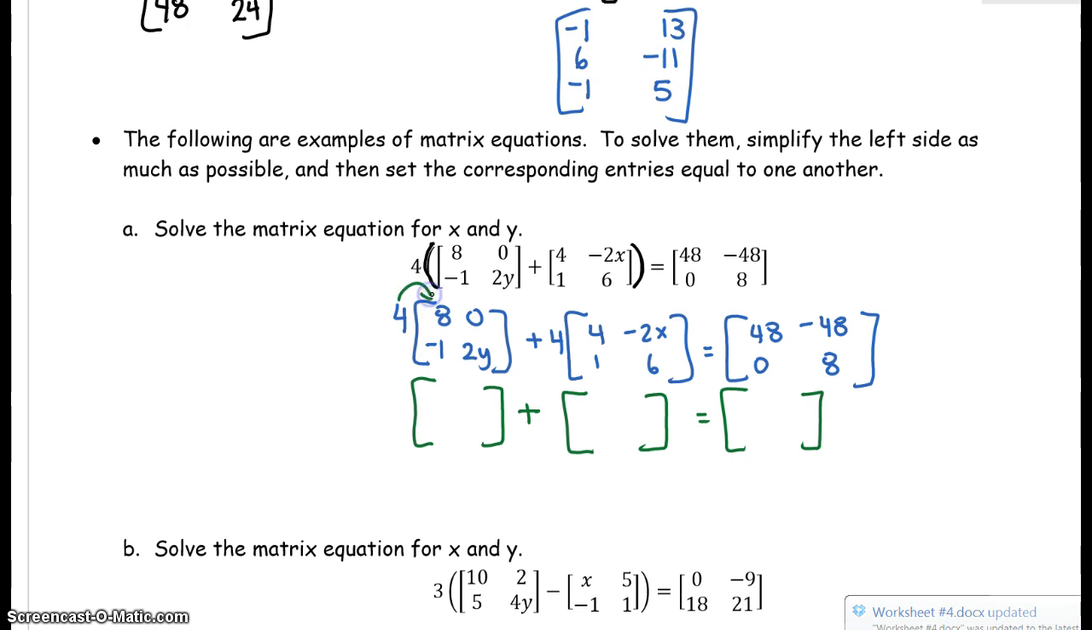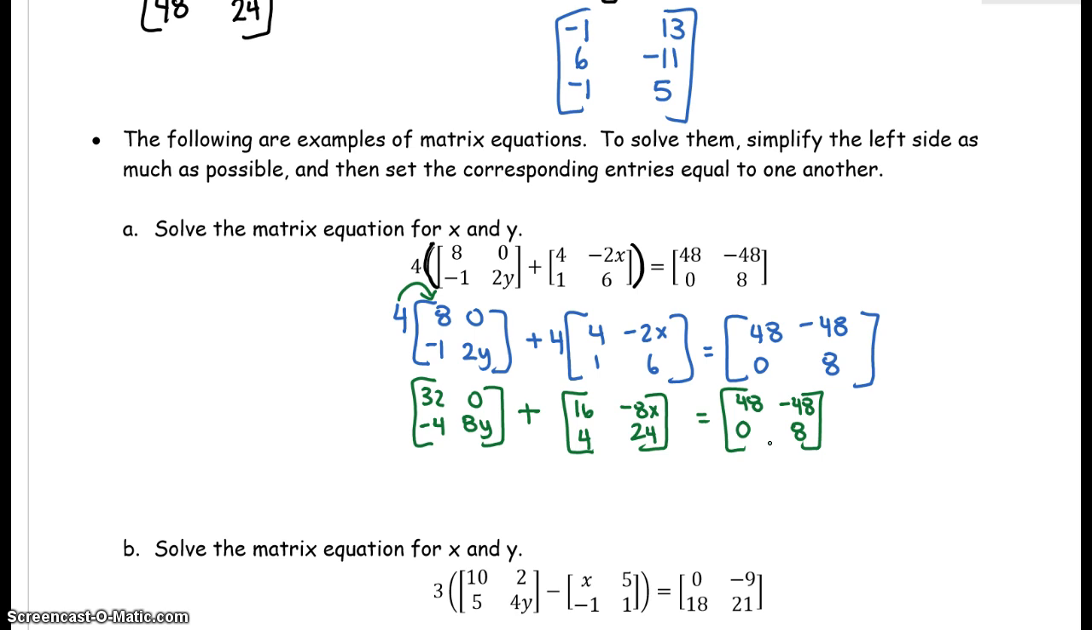We're going to go ahead and distribute the 4 into the first matrix. So 4 times 8 is 32. 4 times 0 is 0. 4 times -1 is -4. 4 times 2y is 8y. And we're going to do the same thing with the second one. 4 times 4 is 16. 4 times 1 is 4. 4 times -2x is -8x. And 4 times 6 is 24. And equals. Nothing happens to the last matrice because it's just kind of on the outside.